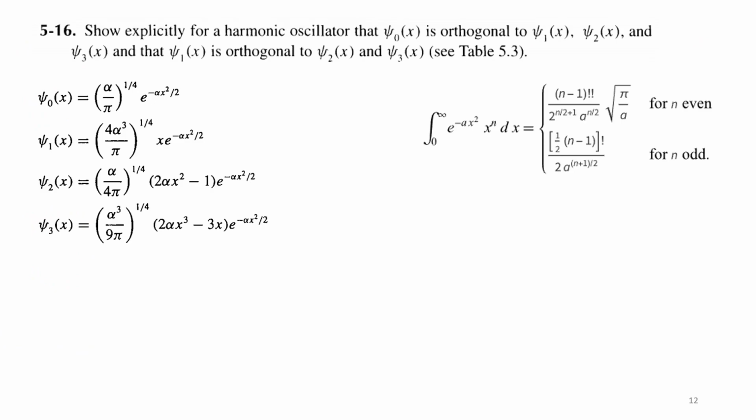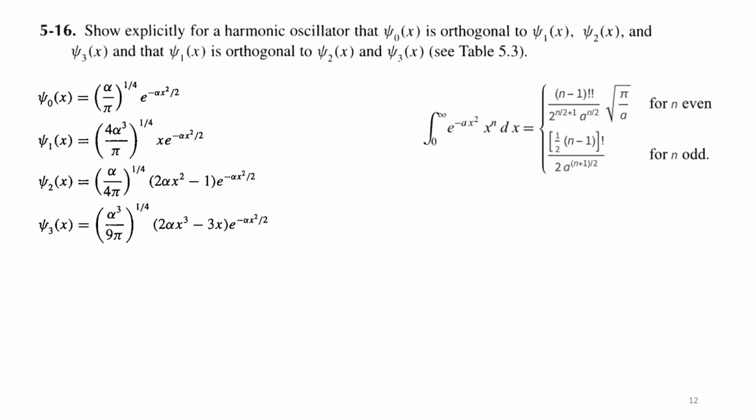So explicitly for a harmonic oscillator, psi naught x is orthogonal to psi 1x, psi 2x and psi 3x, and psi 1x is orthogonal to psi 2x and psi 3x. The table 5.3, I have posted it here, showing what wave functions can be there, and here I have mentioned a very important standard integral that one can follow.